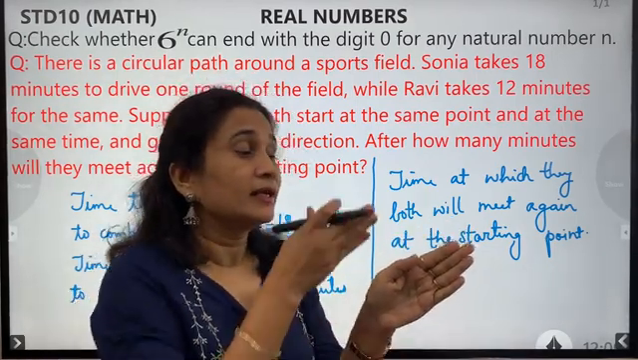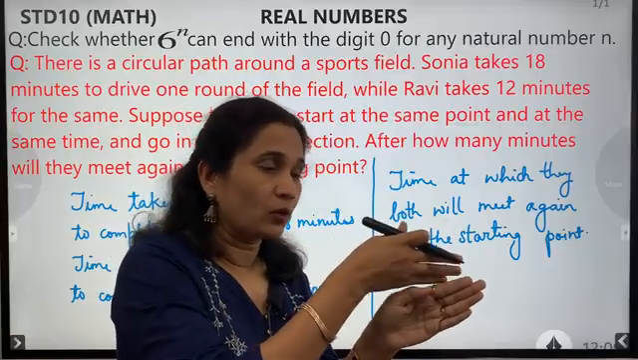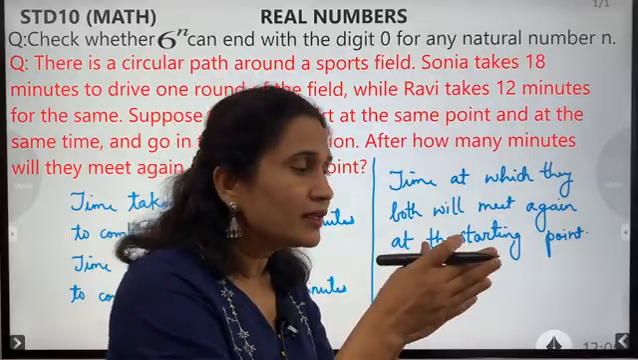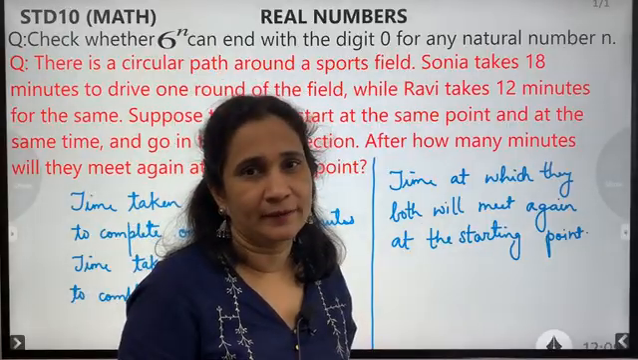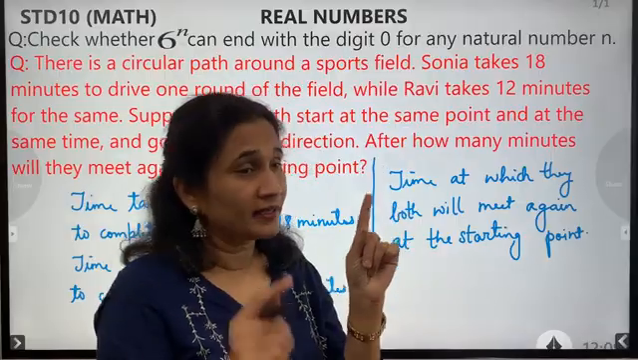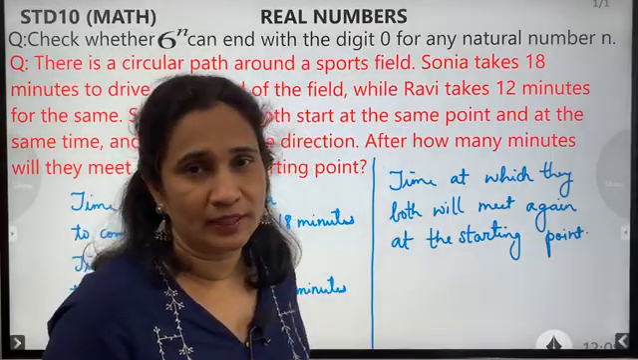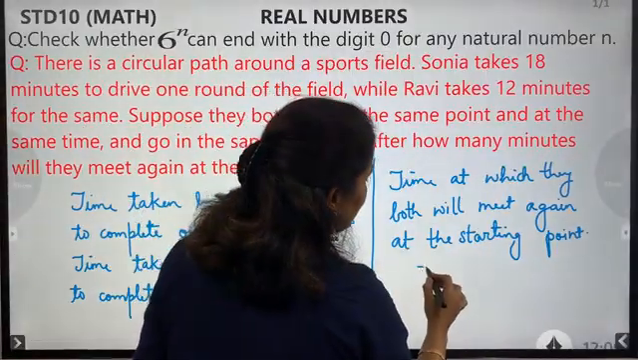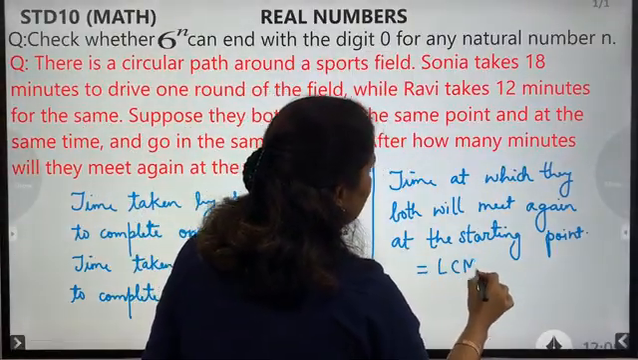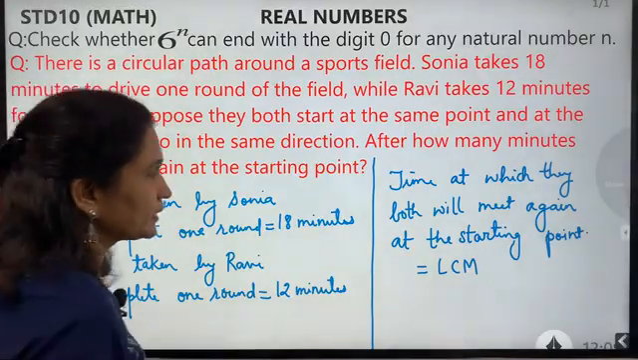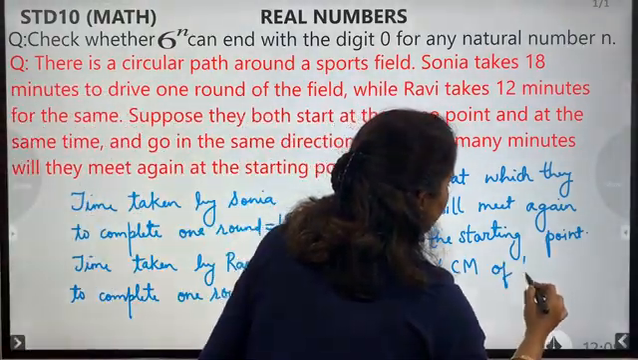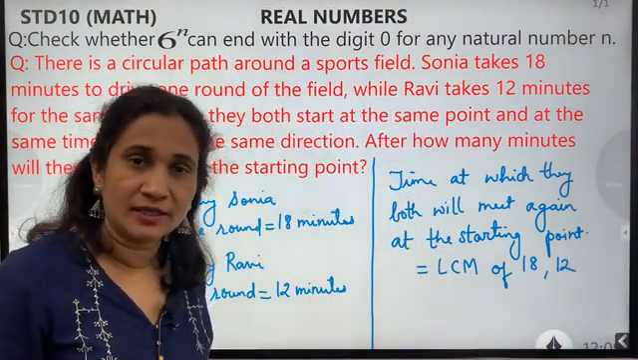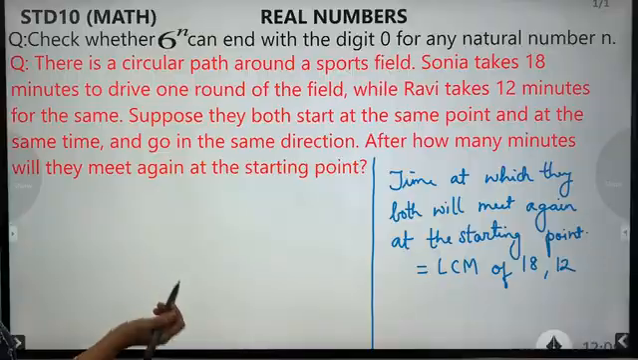They are asking that once they started at the same point, after how many rounds, or rather after how many minutes, are they going to meet at the starting point again. So they had met at the start and now they want to know after how many minutes will they meet again. That time will always be given by the LCM of both these numbers, children, 18 and 12. So the LCM of 18 and 12 decides the final point wherein they will meet again.